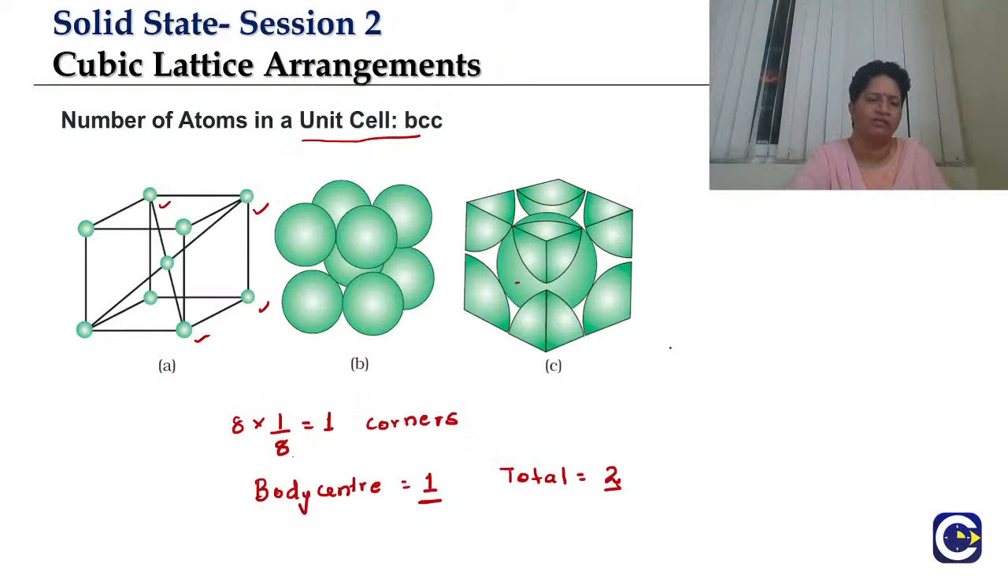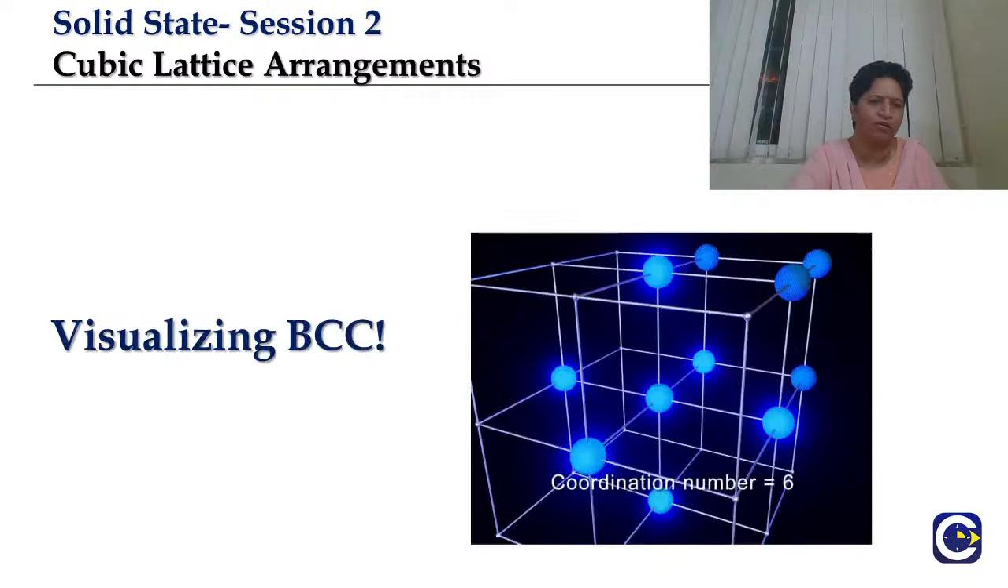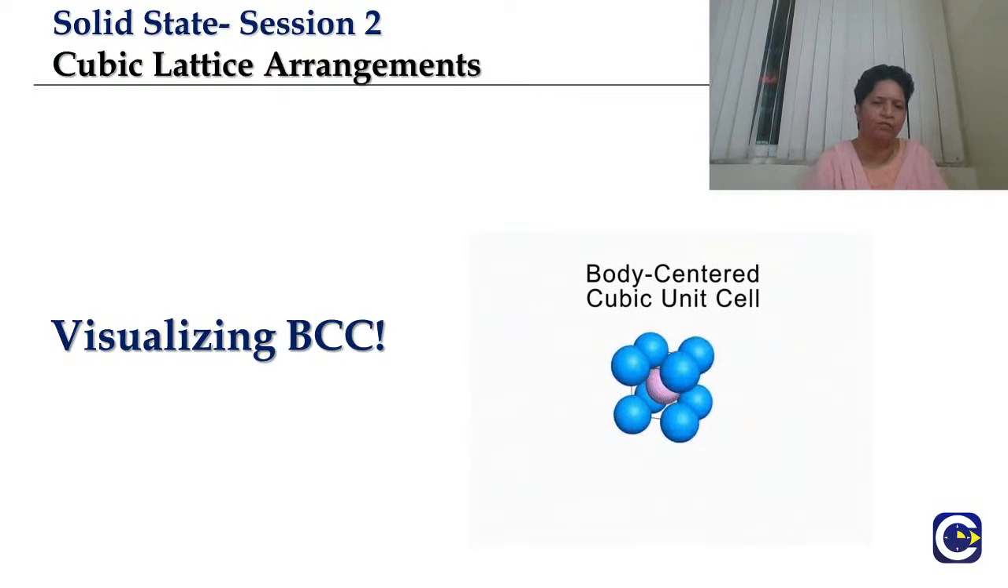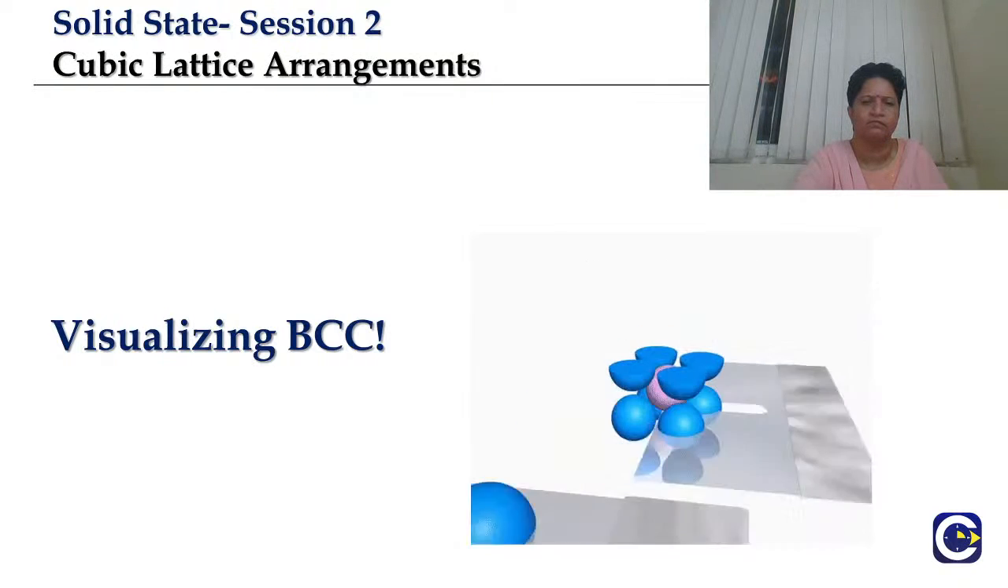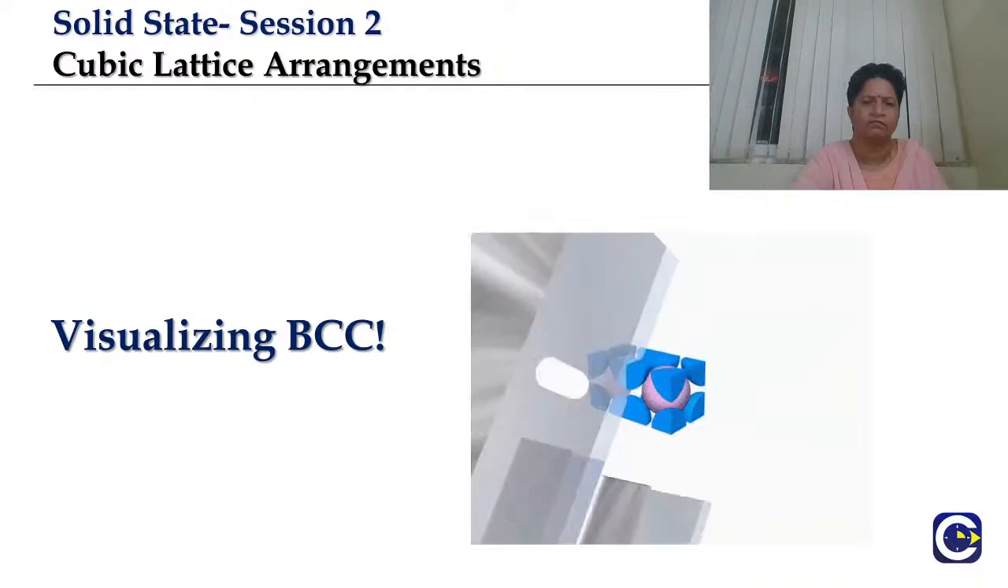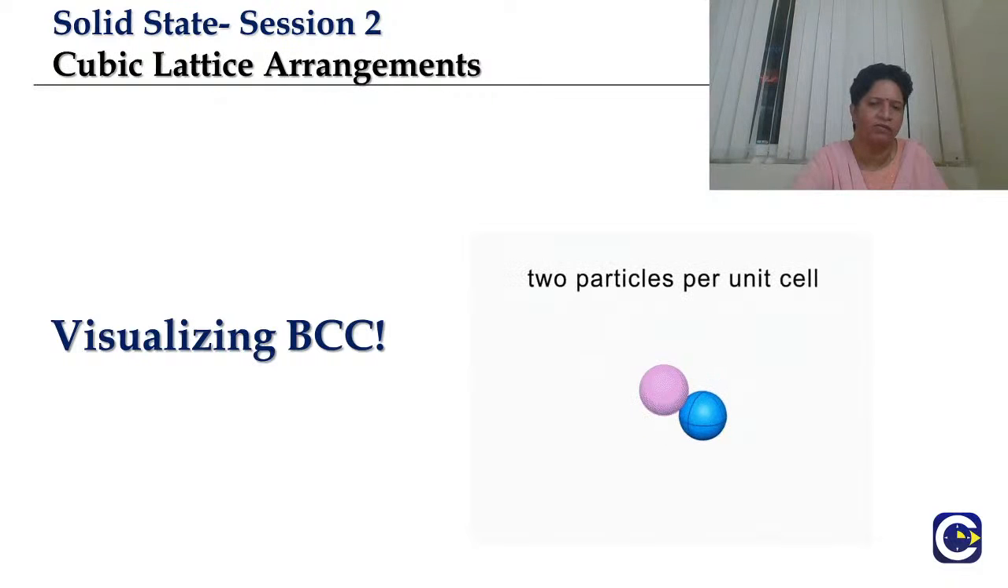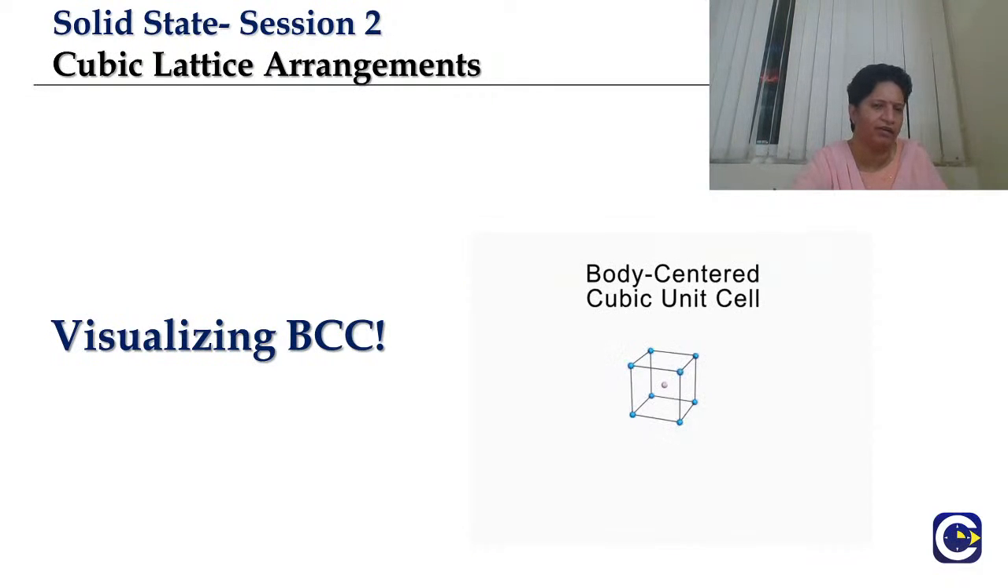Then in body centered, along with the corners, we have it at the center of the body. The pink color is the one at the center of the body, the blue ones are at the corners. Again, 8 small pieces at the corners is making up 1. Already at the center of the body we had 1. So a total of 2.